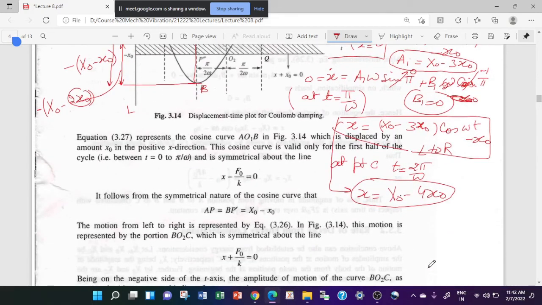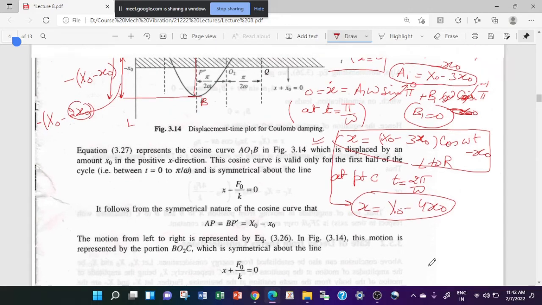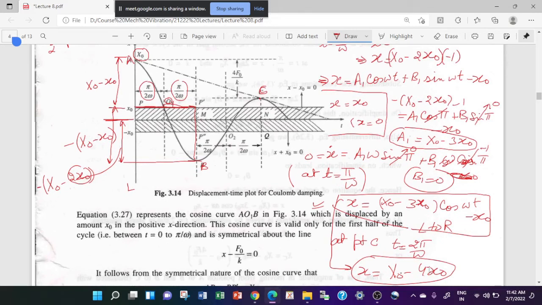So this equation has been plotted here, and this is shown here. This equation shows that this is a cosine curve with respect to the point where x is equal to minus x naught. So in the first half cycle, you are having a cosine curve with respect to this. In the second half cycle, you are having a cosine curve with respect to this.